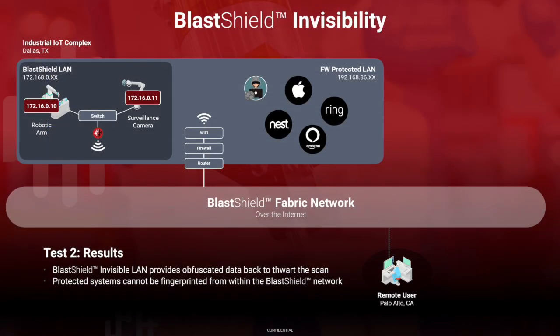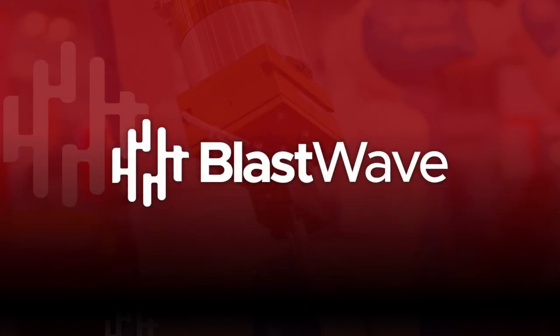So if we look at the results of this test, we can see that even from the inside of a BlastShield network, the invisible LAN provides obfuscated data back to thwart the scan results themselves. And more importantly, protected systems were not able to be fingerprinted even from within the BlastShield network. This is unique as compared to VPN and other technologies because not only do you have the ability to limit connectivity and access into those systems, but visibility is controlled by policy as well. That is how we provide multi-layer invisibility within a BlastShield network.